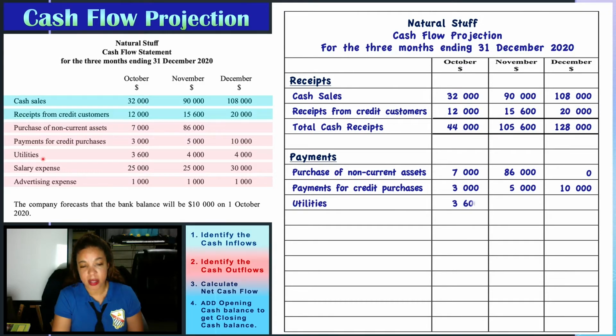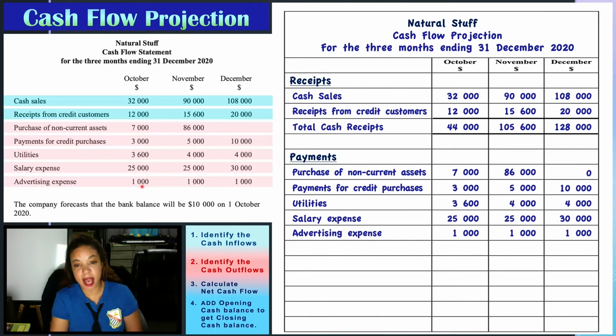Utilities, 3,600, 4,000, 4,000. Salary expense, 25,000, 25,000, 30,000. And then finally, advertising expense, 1,000 for each month. And there we have all of them.